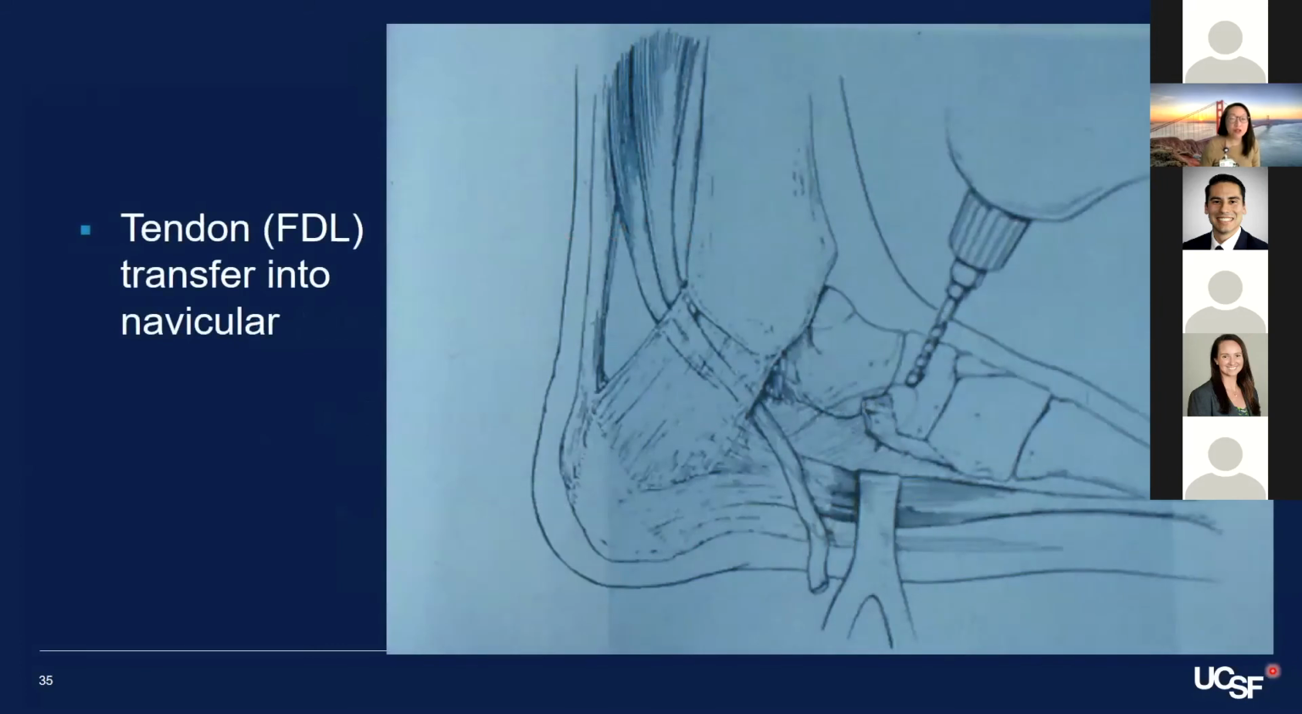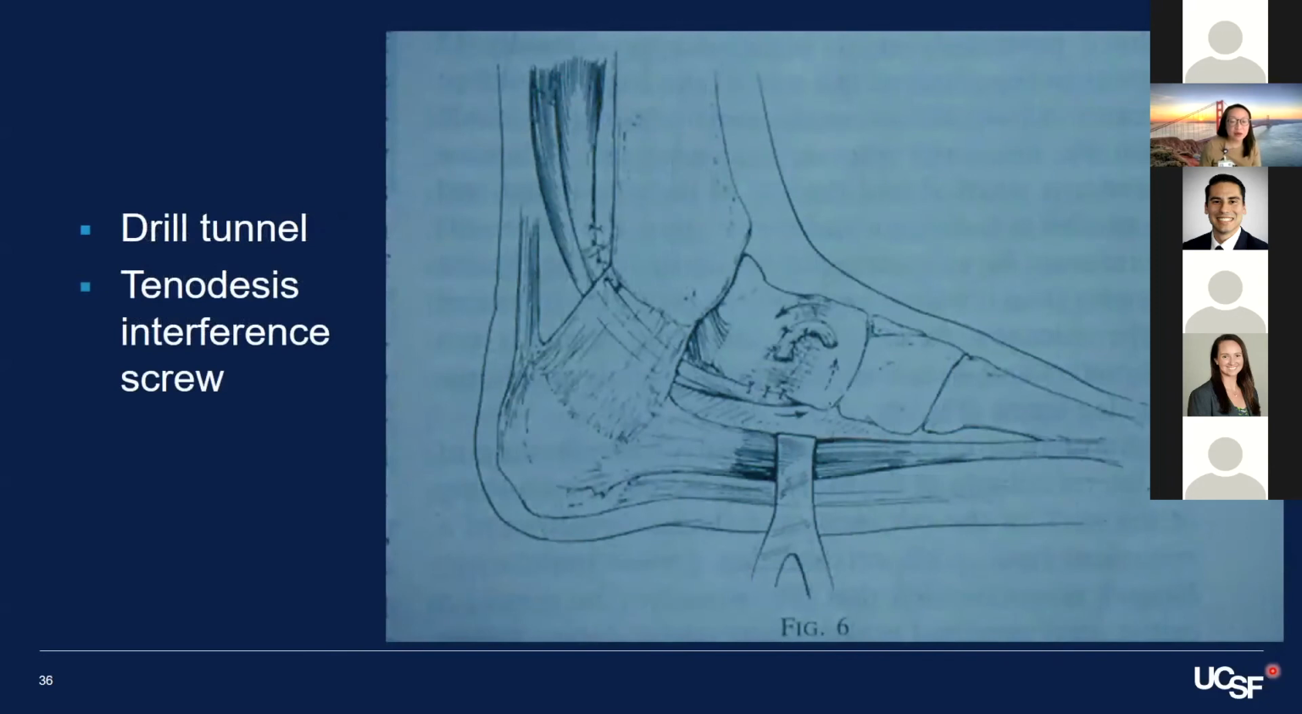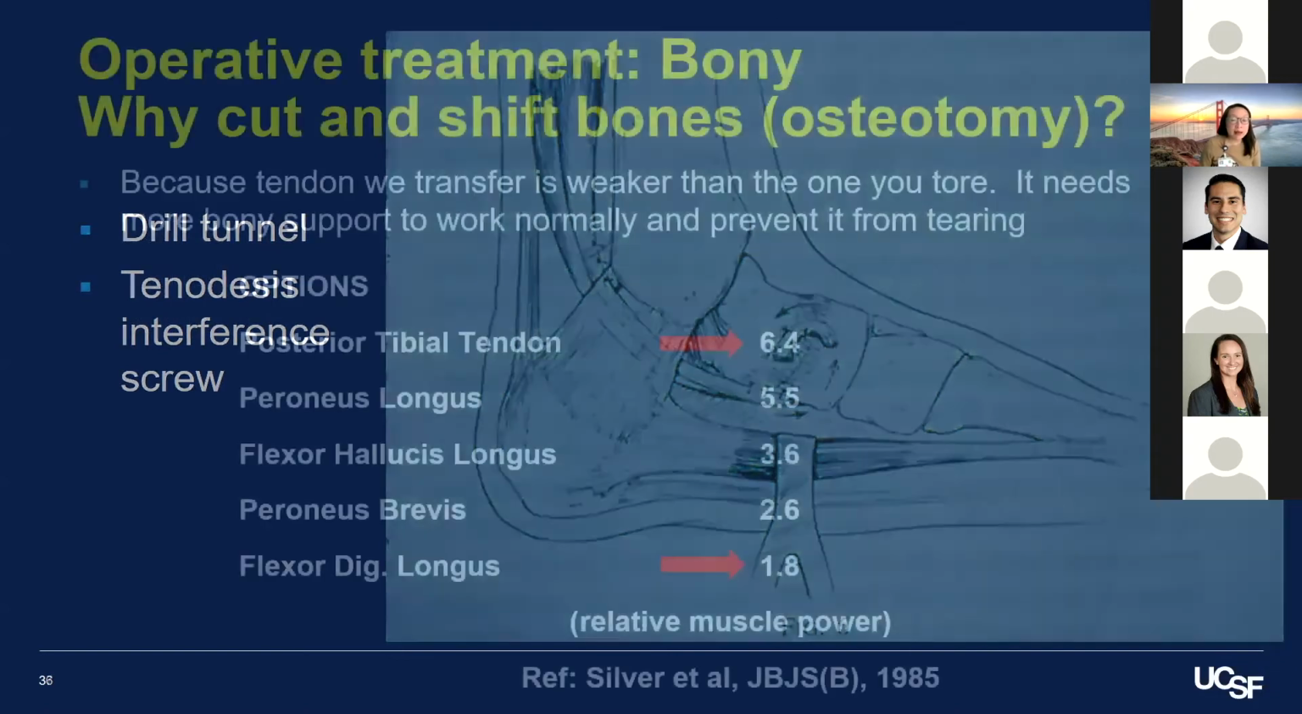So after you debride the posterior tibial tendon, you want to do this tendon transfer, which is essentially taking the tendon next to it, which is the FDL, and you want to transfer it into the navicular. So you drill a hole from dorsal to plantar along the navicular body, and you can tunnel the FDL tendon through the drill tunnel and sew it back on itself if you have enough of your stump in your harvest, or you can just use an interference screw, which is what I usually use.